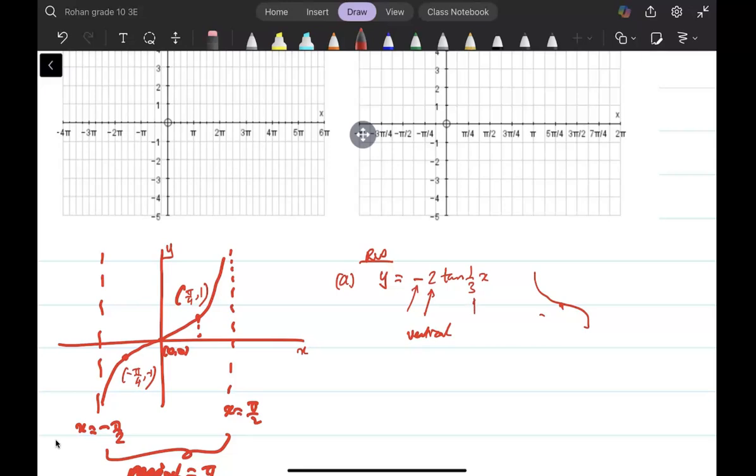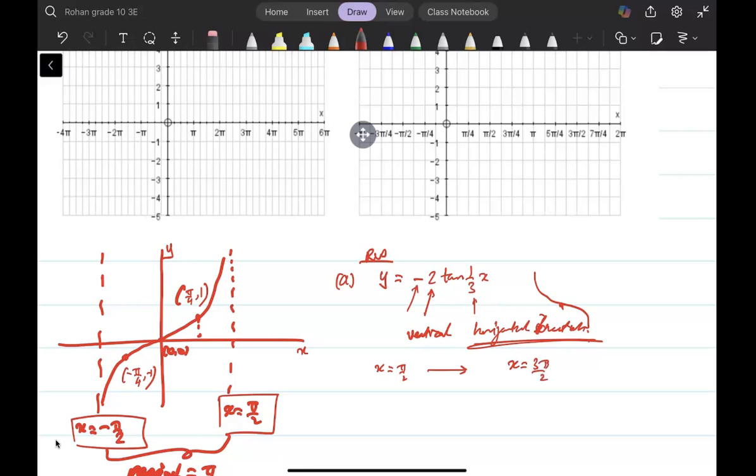And what is this 1/3? Horizontal stretch. How much is the horizontal stretch? 3. So horizontal stretch will affect my asymptotes. If I have my asymptotes, this horizontal stretch will make it x equals 3 pi over 2 and minus 3 pi over 2.